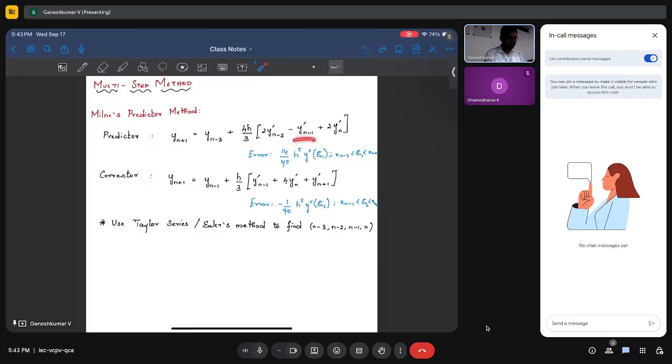So three more additional steps you need. These methods have a starting problem. Initially you cannot start from y of 0 equal to some value. So for the initial three steps you need to use the RK4 method or Euler method or something, and later you can use Milne's predictor-corrector method. These all have y to the power 5, like fifth order, which means it's order 4 accurate.